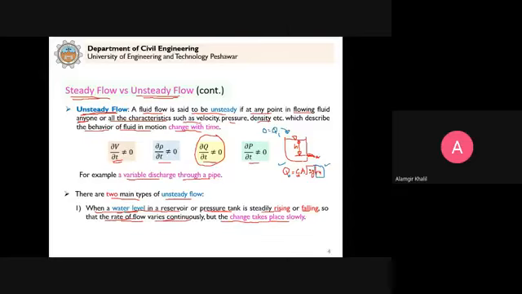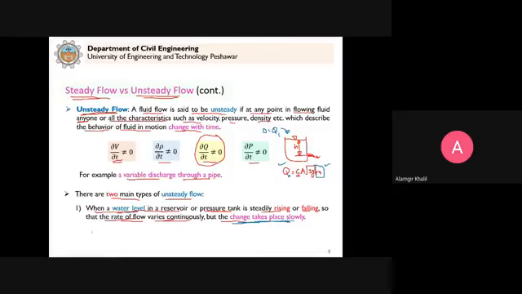So when the water level in a reservoir or pressure tank is steadily rising or falling, the rate of flow will change continuously. But in this case, the important thing is that the change takes place slowly. Because when you drain a swimming pool, for example, through an orifice at the bottom, it will drain, but you see that the water level steadily goes down. So the changes take place slowly. That is one type of unsteady flow problem.